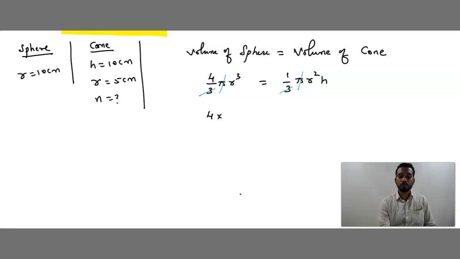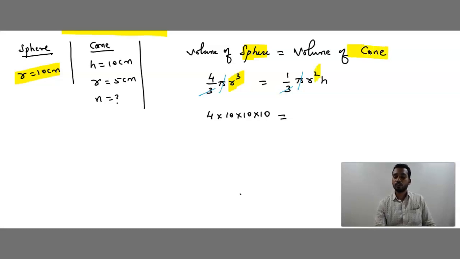R of whom? R is of the sphere, right? What is the radius of the sphere? That is 10 centimeter. So that is 10 into 10 into 10. That is equal to, what is the radius of the cone? Can you see the cone? The radius is 5 centimeter. That is 5 into 5 into height, that is 10 centimeter, into 10.